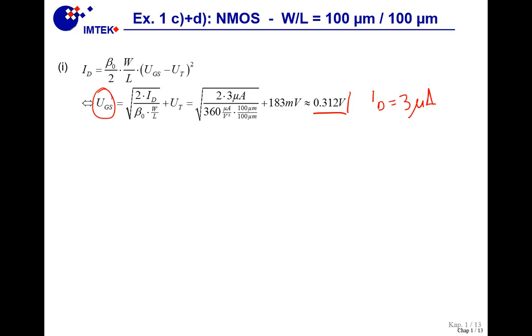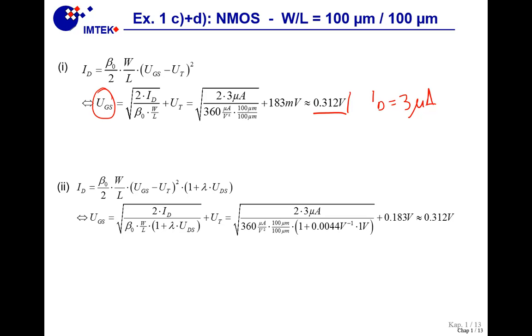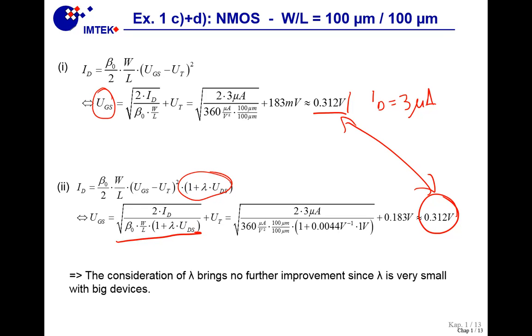All right. Now if I go to the other formula, including the channel length modulation, we end up with this formula for UGS. I plug in all the data, and then I end up with 0.312. So these two values are the same. All right. So what does this tell us? This tells us that the consideration of lambda when you use very big devices has no further improvement in our calculations, since lambda, of course, is very small.